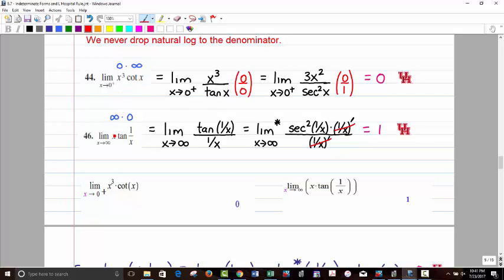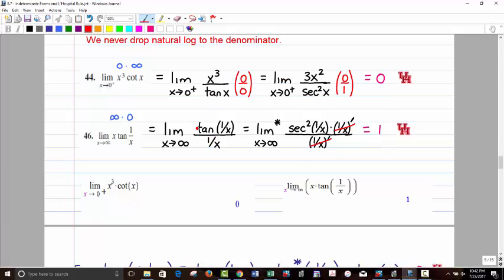Now I'm dropping the x this time, but I can't put x on the bottom, I have to put 1 over x. Because think about it, dividing by 1 over x is the same thing as multiplying by x. So however I rewrite this has to be equivalent to the original function. So when you drop something that's not a fraction, it becomes 1 over whatever that is.